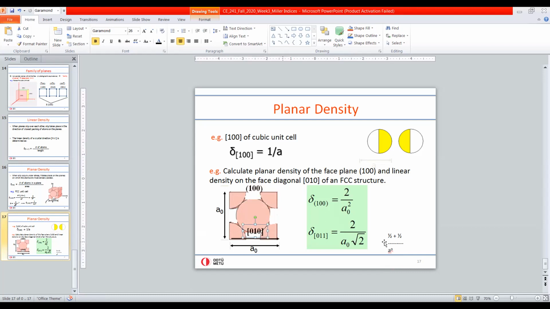And you notice that this would be 1 over a 0 rather than 2 over a square root of 2. So this would be 1 over a 0 times 2 over 1.4, so about 1.5, and this would be times 1. So this density would be greater than this density. And that makes sense because the number of atoms along that direction is greater per unit length than along this direction. And the reason for that is here there's a spacing between the atoms. And here along this diagonal, there is no spacing.